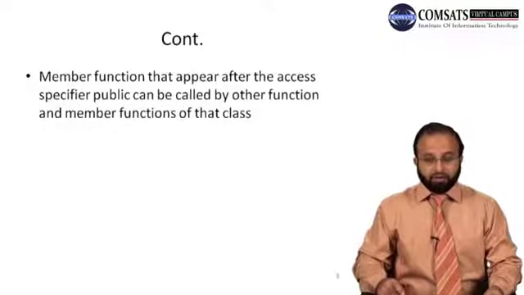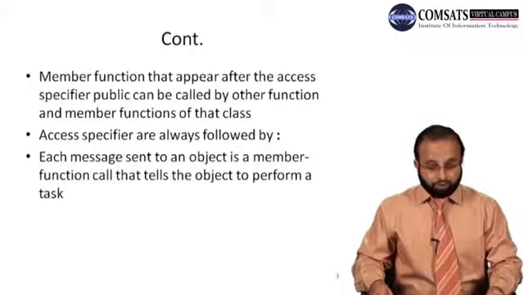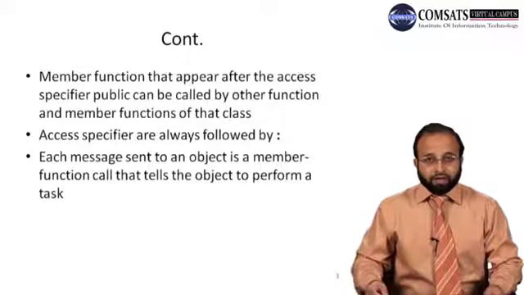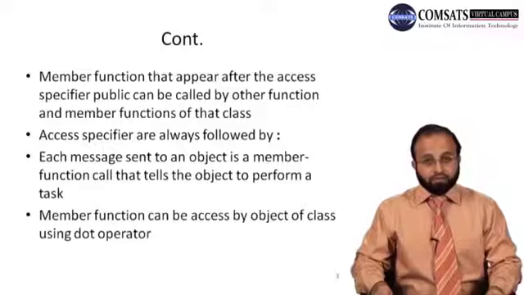Access specifiers are always followed by a colon. Each message sent to an object is a member function call that tells the object to perform a task. So as we have seen, if we want to send some message to the object, we can call a function, and this is actually passing some kind of information to the object. A member function can be accessed by an object of a class using the dot operator. This is what we have seen: whenever you call a member function, you have to use a dot operator with the object.